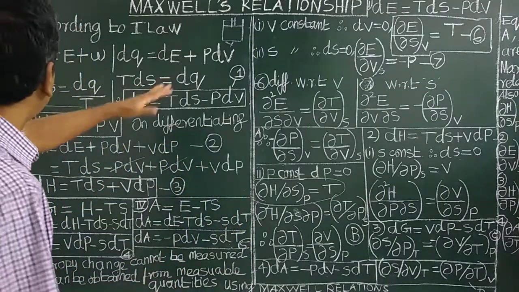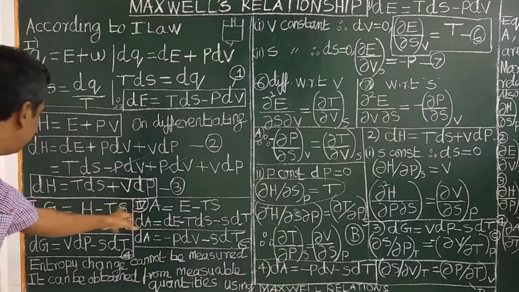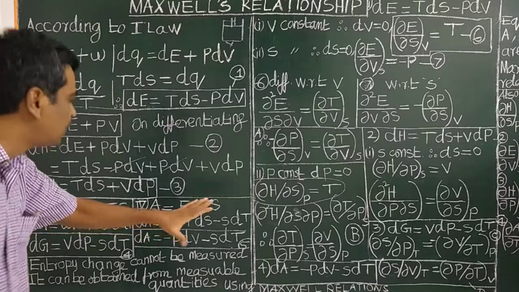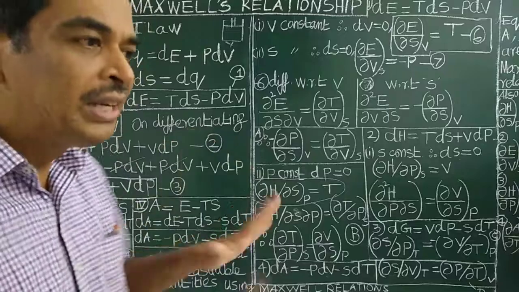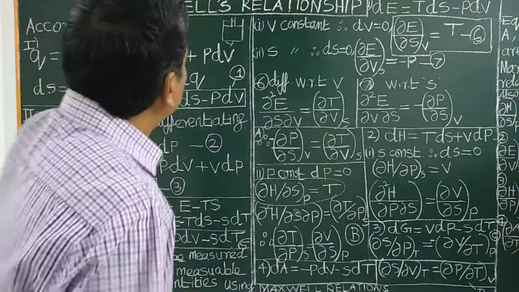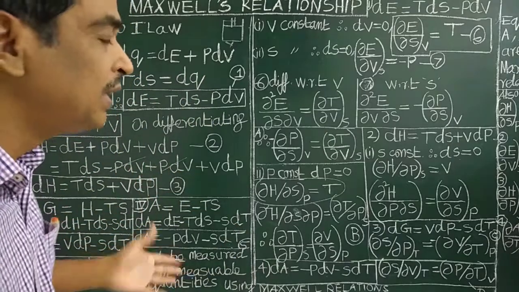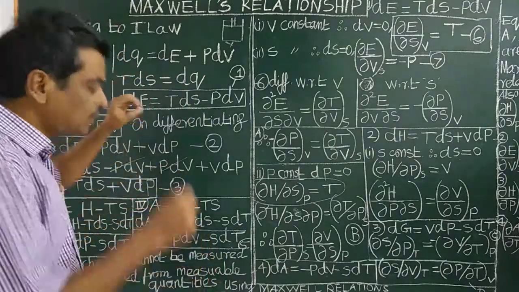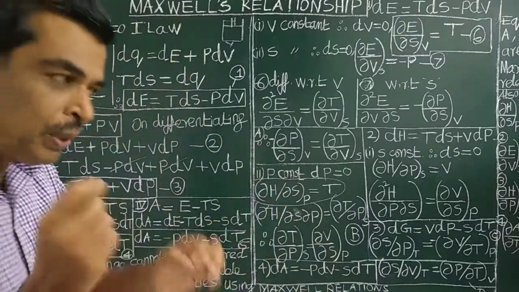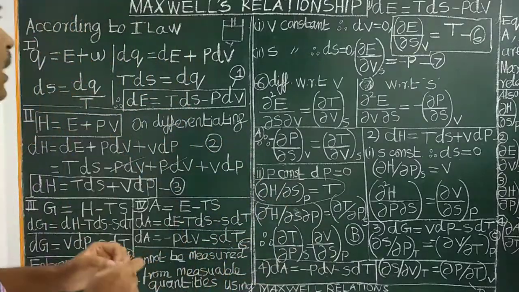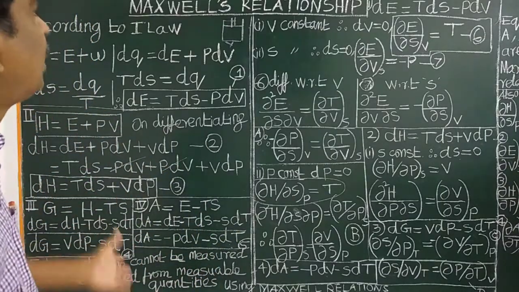For example, the first law of thermodynamics, the second law of thermodynamics, H equal to E plus PV, G equal to H minus TS, A equal to E minus TS. There are 5 fundamental equations required to get the Maxwell relationships very easily. You can derive one of them; all the derivations are similar. That is very important. Please listen to the lecture very carefully, and you will be able to derive the Maxwell relationships very easily.